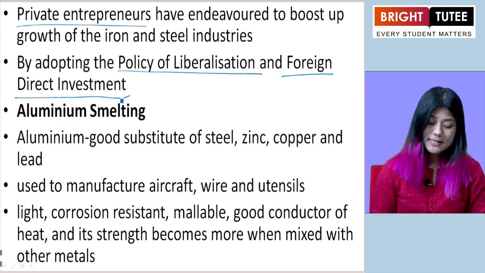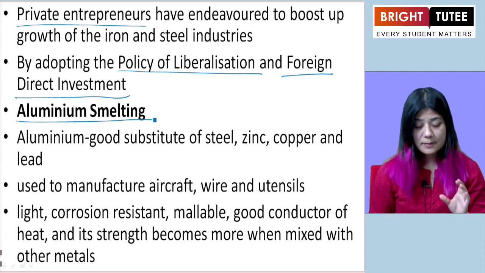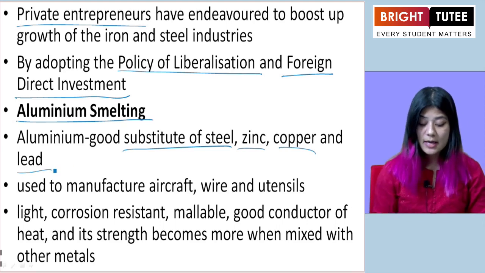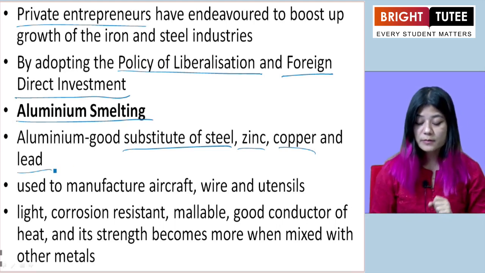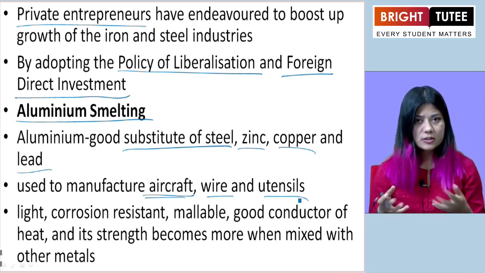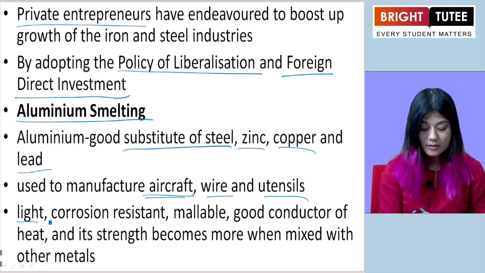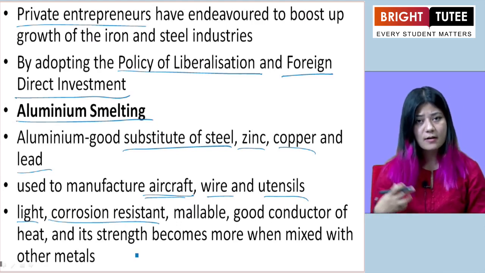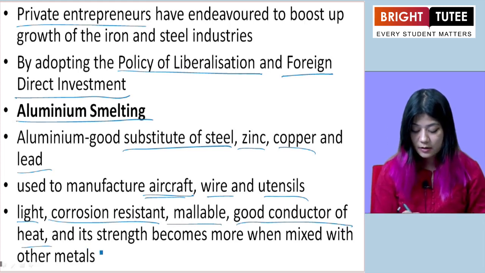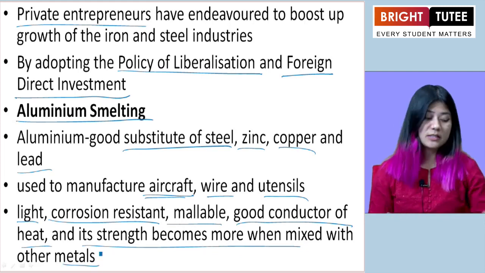Okay. The next industry that we are going to look at is aluminium smelting. Now, aluminium, the metal, is a good substitute for steel, zinc, copper and lead. This aluminium is used for the manufacture of aircraft, wire and utensils. The utensils, the plates, the dishes that we use in our kitchen. Now, the metal is light and it is corrosion resistant. It does not wear away very quickly. It's malleable, it's a good conductor of heat, and its strength becomes more when it is mixed with other metals. So, it has many good properties, this metal.